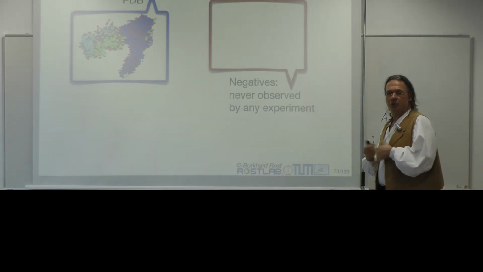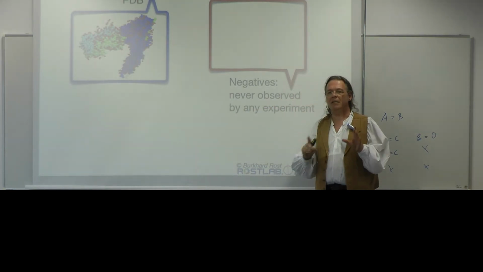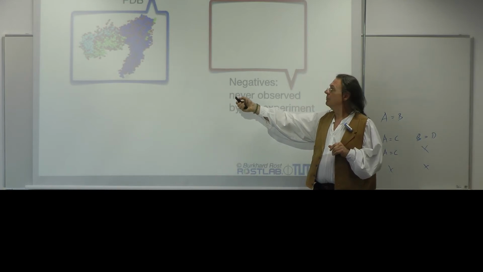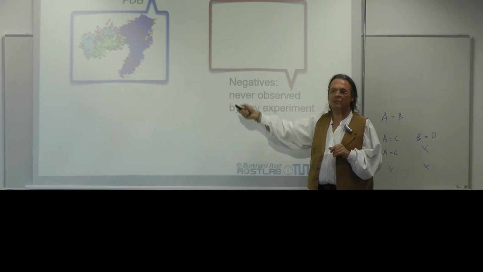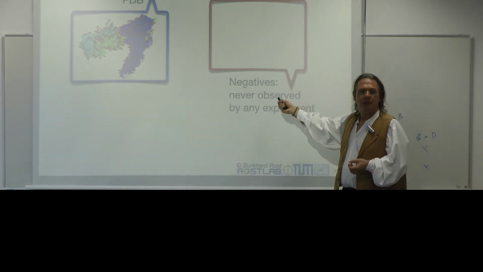Then I need negatives, so proteins that don't interact. Let me go one step back. I have to do this for one particular organism. So I'm going to do that for human here, right? Now, PDB is the highest resolution data set for positives that I can get, so I take that for the positives. For the negatives, what do I take?